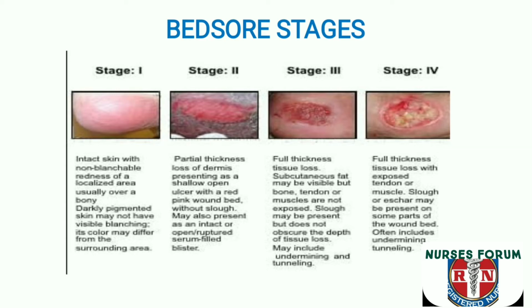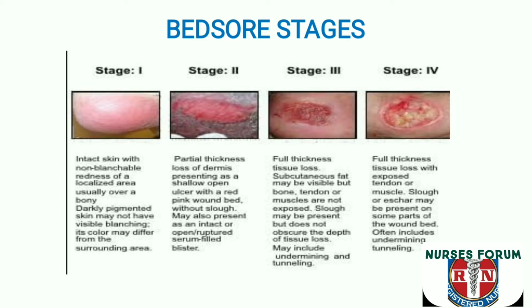In stage 3, full thickness tissue loss. Epidermis, dermis and subcutaneous tissue are involved in stage 3. Bones, tendons and muscles are not exposed in stage 3. But in the case of stage 4, the last one, full thickness tissue loss, epidermis, dermis and subcutaneous tissue with exposed bones, muscles and tendon. That is in the case of stage 4.